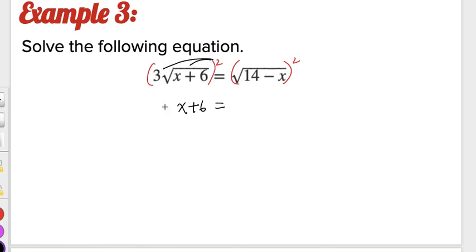So that's why it's not just 3, instead it's 9. 3 times 3 is 9, okay? So that's why we have this number. We put a parenthesis because we do not want to mess up the coefficient or the constant term. This is just the other side.